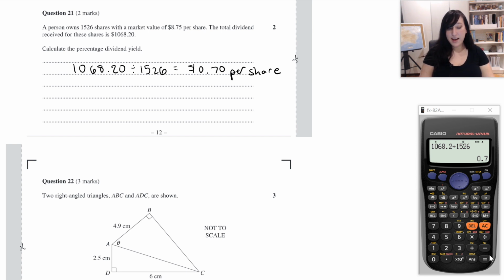Now the dividend yield, again, will be the dividend per share as a percentage of, so divided by, the market value of each share. So we get 0.08. Now I have not converted this to a percentage yet. You may already know what that is as a percentage, or you can times it by 100 to convert it, and that's 8%. And that's our answer. Okay, we're ready for question 22.